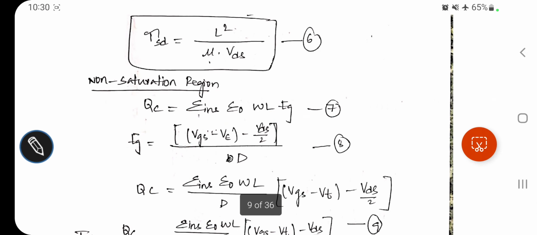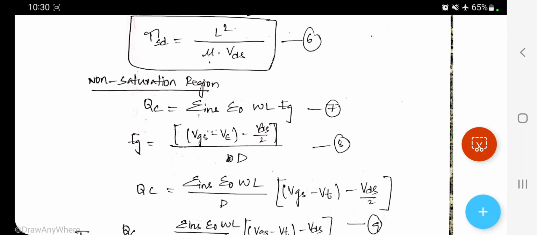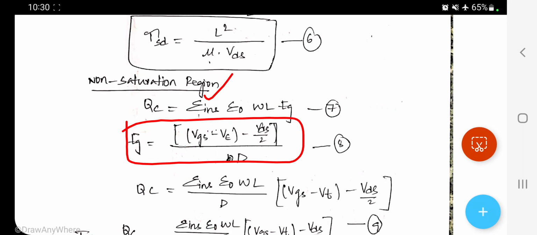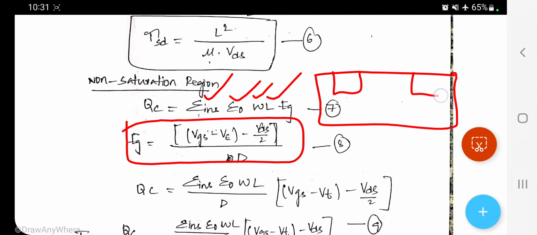Right. Now here we have Eg. Now you have to calculate. Epsilon ins is constant, epsilon naught is constant, W is constant, L is constant, because width of the channel is fixed, length of the channel is fixed. So what we have to calculate here is Eg. Eg is the field due to gate to source voltage.